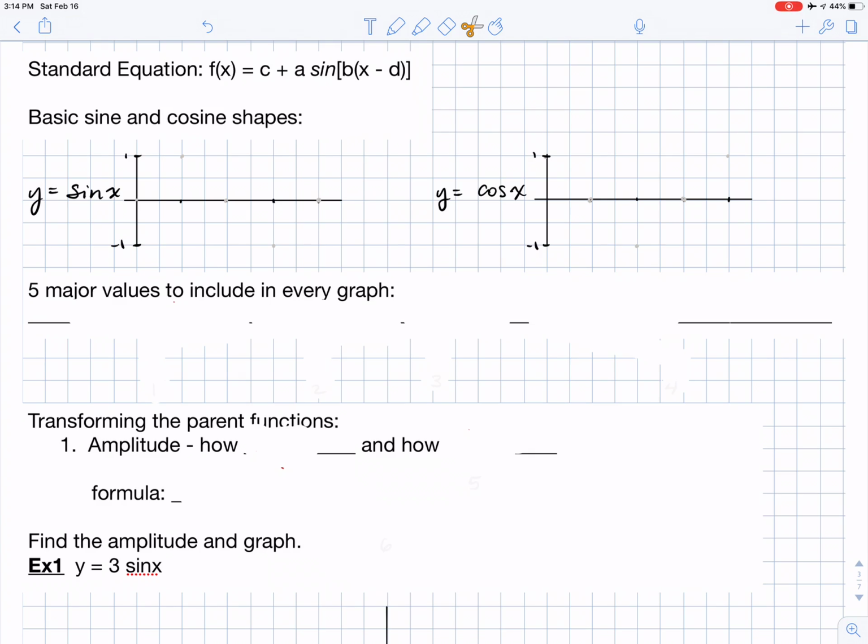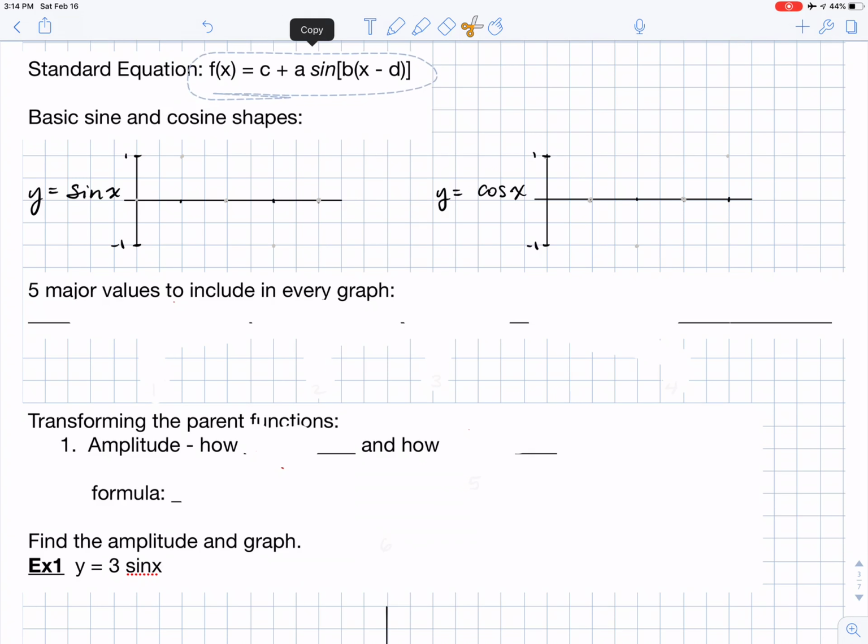First thing I'd like for you to notice is the standard equation. Right now, I have the sine in there, but this can actually say the sine or the cosine. The standard equation is exactly the same. So that's the first thing about this.